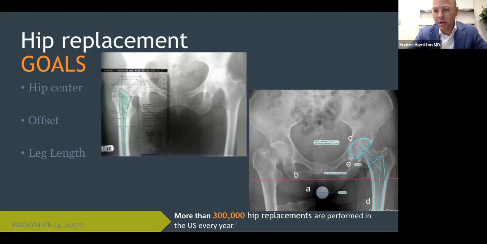On the bottom right is a fairly more modern way of doing this with computer software. And these have been good, but they're not perfect. There are some issues with having your x-rays be the appropriate magnification. And we've taken measures to try to improve that. However, they are not foolproof and oftentimes leave the surgeon needing to make changes in the operating room.